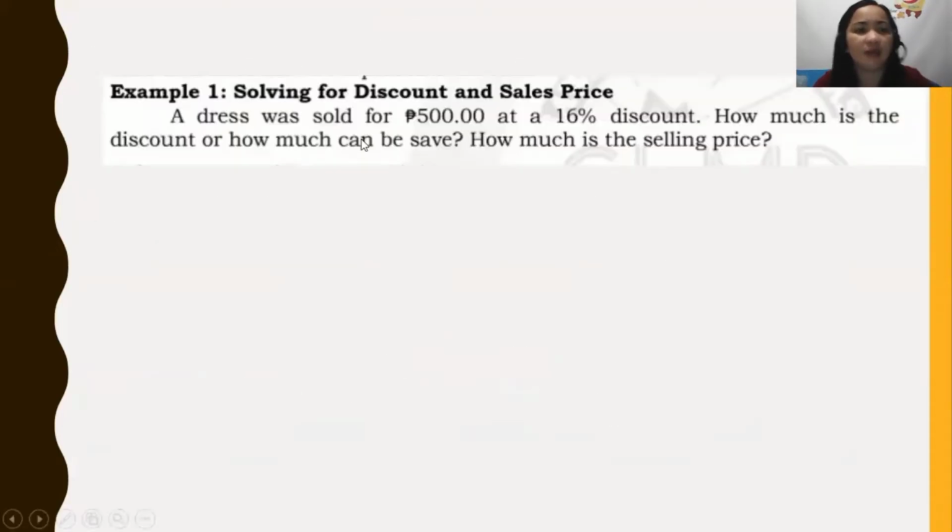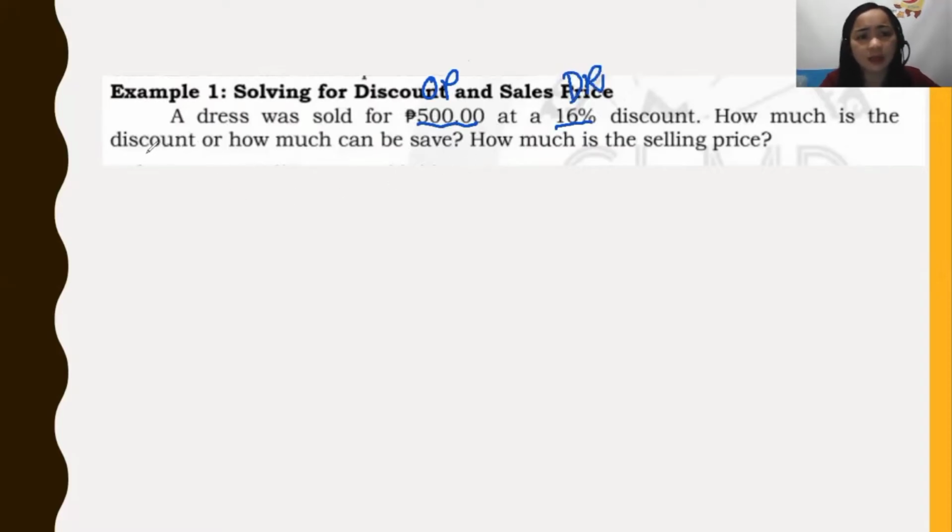Now, let's have example number 1. Solving for discount and sale price. A dress was sold for 500 pesos at 16% discount. How much is the discount, or how much can we save? How much is the selling price? So, let's first analyze the problem. The original price here is 500 pesos. And 16% is the discount rate.